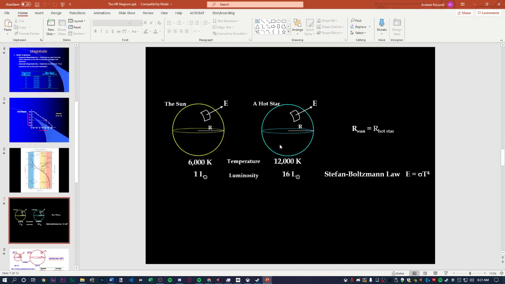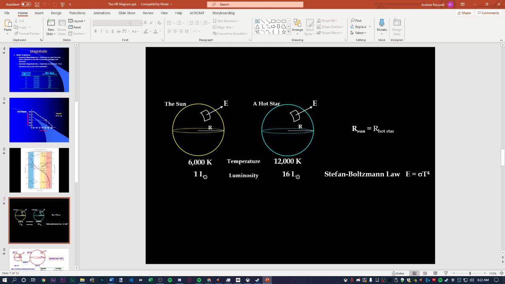Okay, so here is a sample problem. It's not too difficult. We have the same radii of stars, but one is twice as hot as the other. So we want to know, what is the luminosity? What is the energy radiated from these stars? So our Stefan-Boltzmann law is over here: E, the energy, equals sigma times T to the fourth.